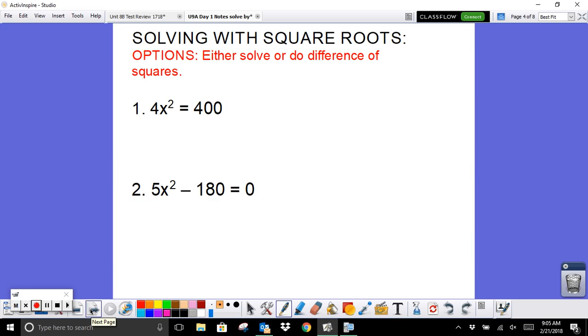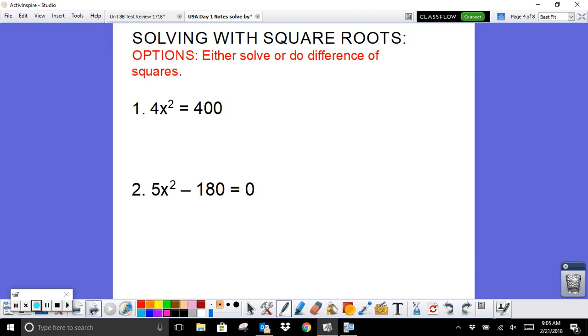All right, so now we're going to talk about something a little different that gets messed up a lot, so I wanted to add it in. This is talking about solving with square roots. Okay, there's a couple different ways to do these. So I want to show you both ways so you have a couple of options.